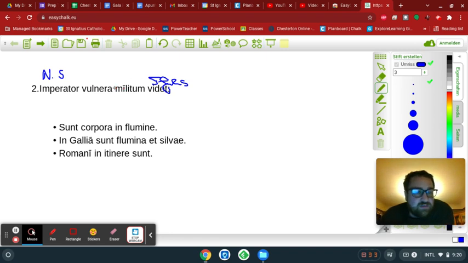And so these are my only two words left. Vulnera, the wounds. And again, that's a nominative plural and an accusative plural. But in this case, I'm pretty sure it's an accusative. So the emperor sees the wounds militum. And this is a genitive plural of the soldiers. So here we have the emperor sees the wounds of the soldiers.